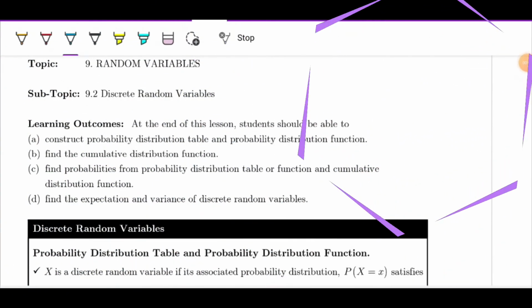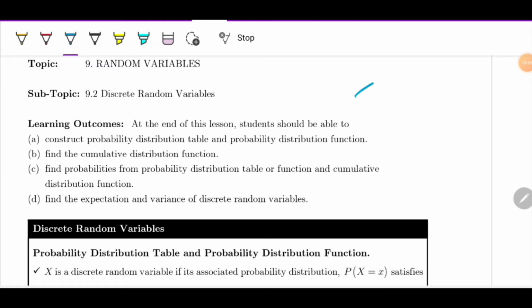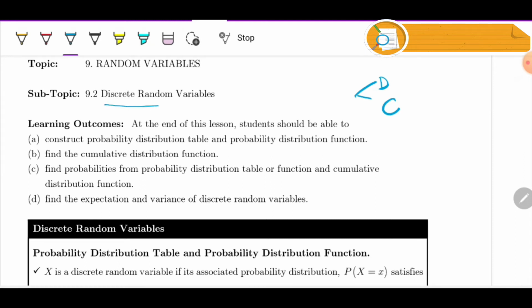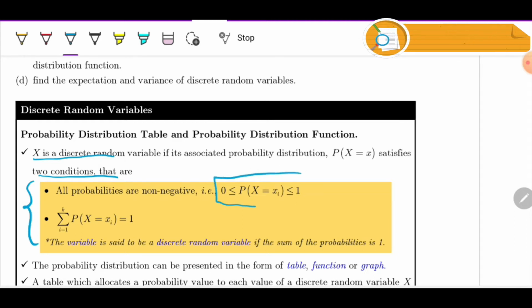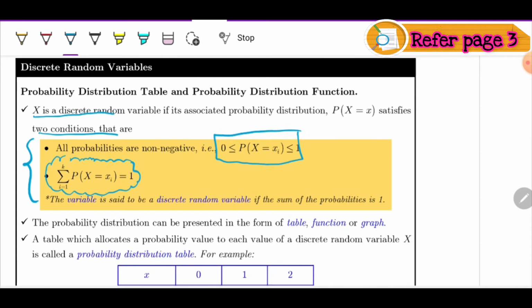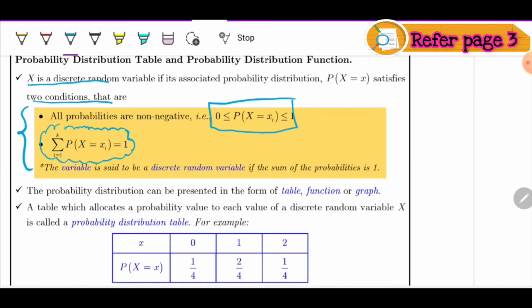As I said in the first video, there are two types of random variable, which are discrete and continuous. In this video, we are going to discuss discrete random variables. X is a discrete random variable if it satisfies these two conditions. You need to memorize these two conditions. These two conditions are very important. The first one is the probability must be between 0 and 1. And the second one is the sum of the probabilities must equal 1. The probability distribution for a discrete variable can be represented in the form of a table, function, or graph.